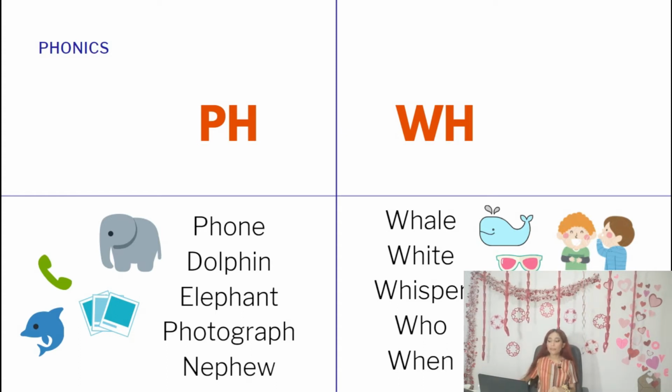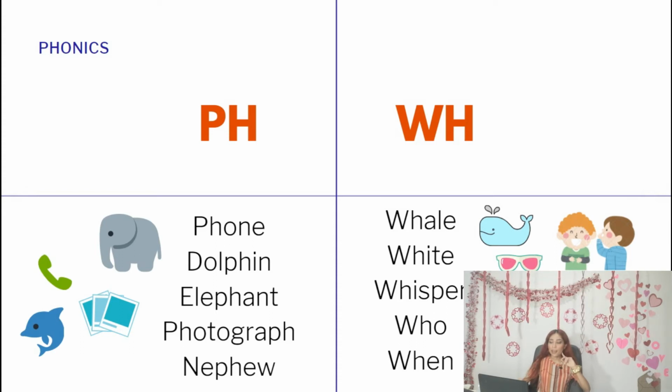So first of all, we have phone, dolphin, elephant, photograph, nephew, whale, white, whisper, who, when. Okay, so as you can see, there are different pronunciations in here, but don't worry, we're going to check it later.